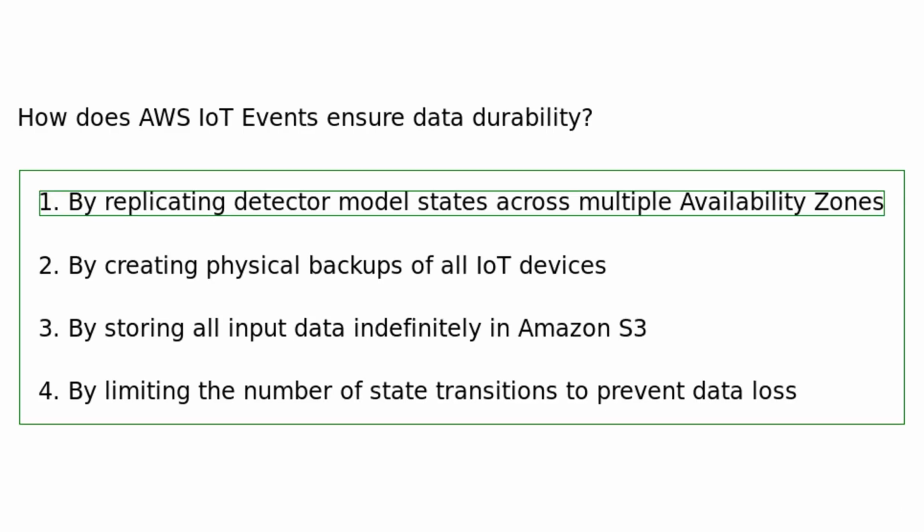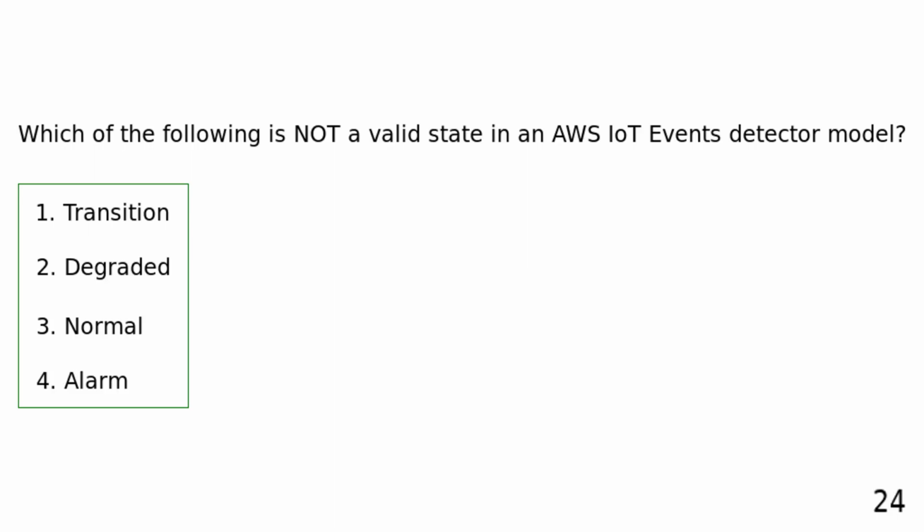AWS IoT Events ensures data durability by replicating detector model states across multiple availability zones within a region. This distributed approach helps maintain the current state of your detectors even in the event of infrastructure failures, providing high availability and resilience. Which of the following is not a valid state in an AWS IoT Events detector model?